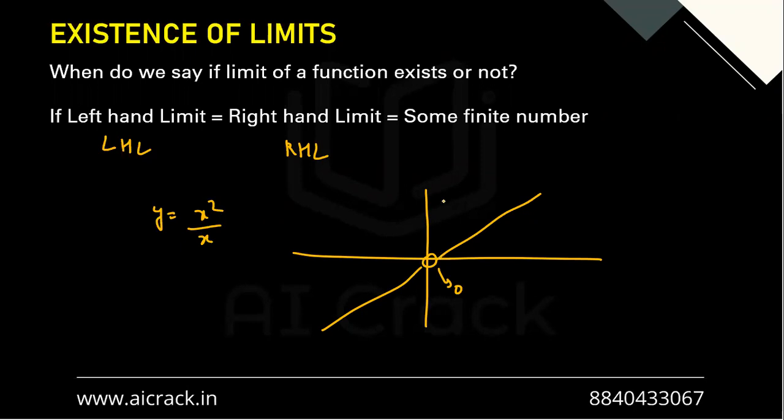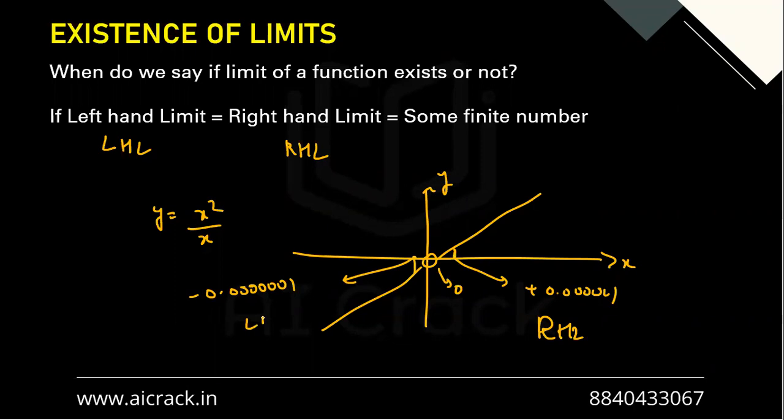So basically, when I look at the right side, somewhere over here, this is plus 0.000001. And if I look at this point, this one is minus 0.000001, right? When I'm approaching from the right side, this is called right hand limit. When I'm approaching from the left hand side, this is called left hand limit. As simple as that. Left side, left hand limit; right side, right hand limit.